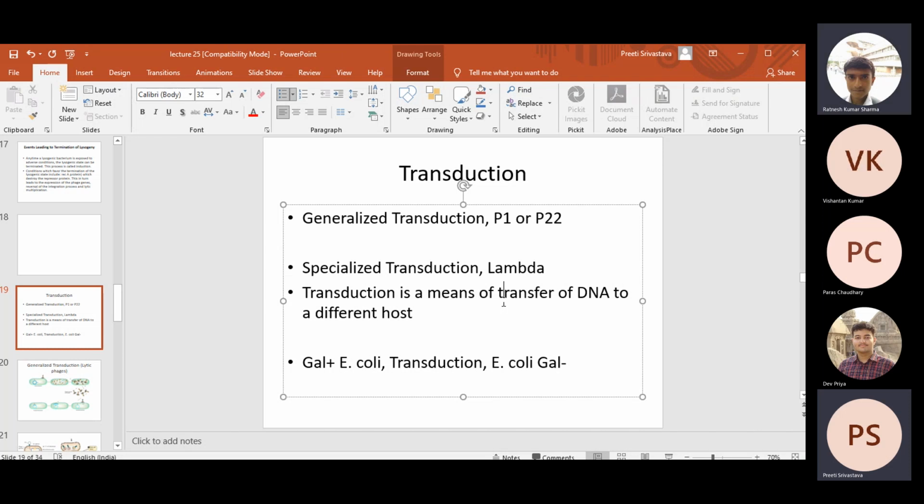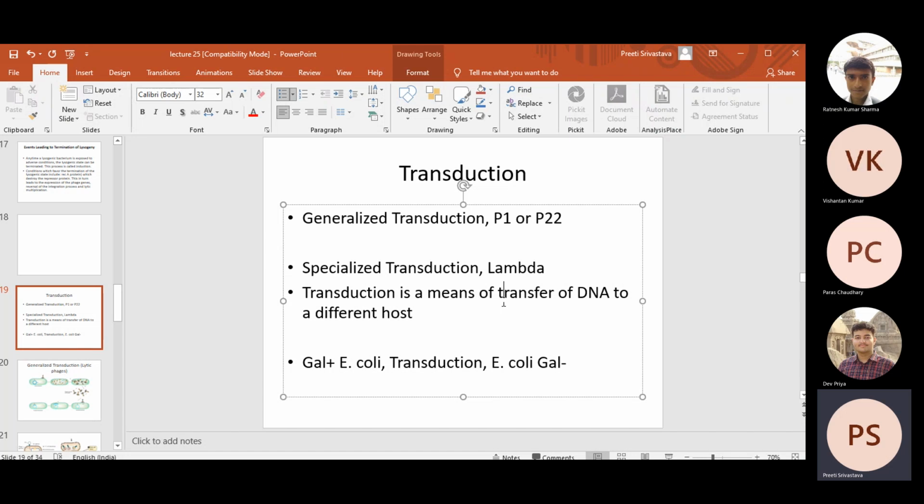Accordingly, when you have the lytic cycle, that means the PL promoter is on. When you have the lysogenic cycle, that means the PR promoter is on. Right? Okay.